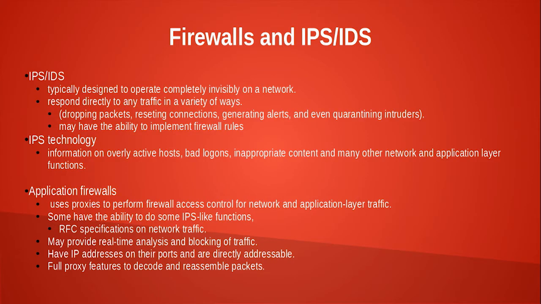Coming to application firewalls, you use proxies to perform firewall access control for network and application layer traffic. And some of the ability to do IPS functions, I think we saw that before. Preventing access to a particular website or preventing people from downloading movies, you could do with an IPS or you can do it with a firewall. So there is actually an overlap, there are some common functions between these two, and there are functions where these two are independent.